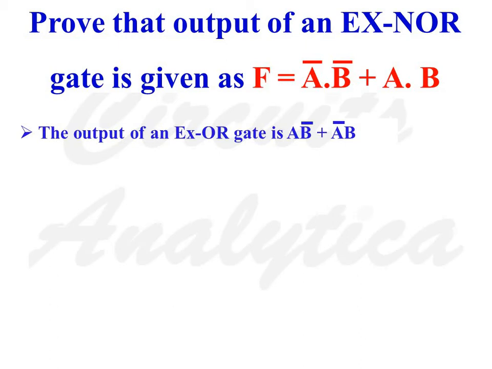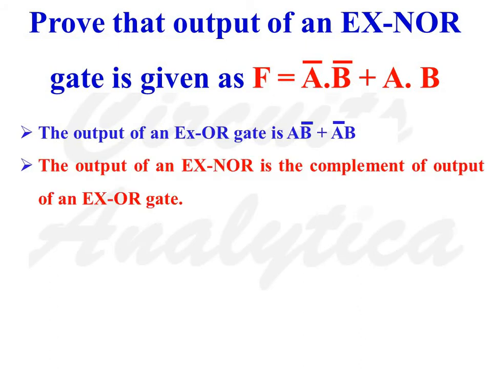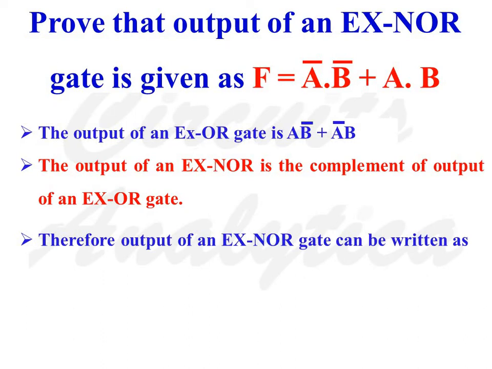The output of an XOR gate is A and B bar or A bar and B. The output of an XNOR gate is the complement of the output of an XOR gate. Therefore, the output of an XNOR gate can be written as F is equal to A and B bar or A bar and B the whole bar.